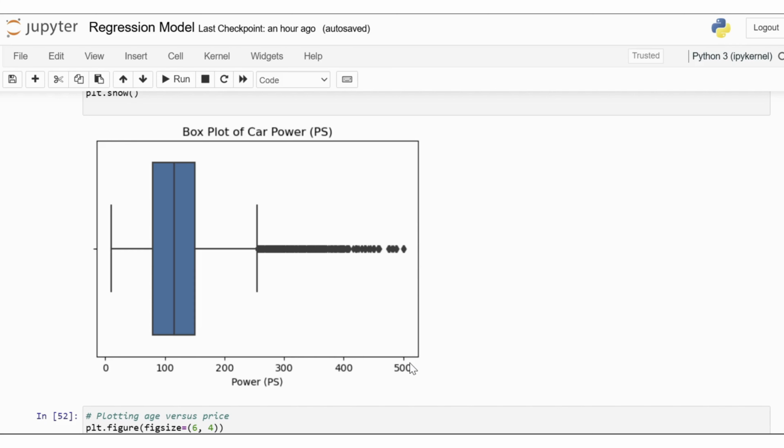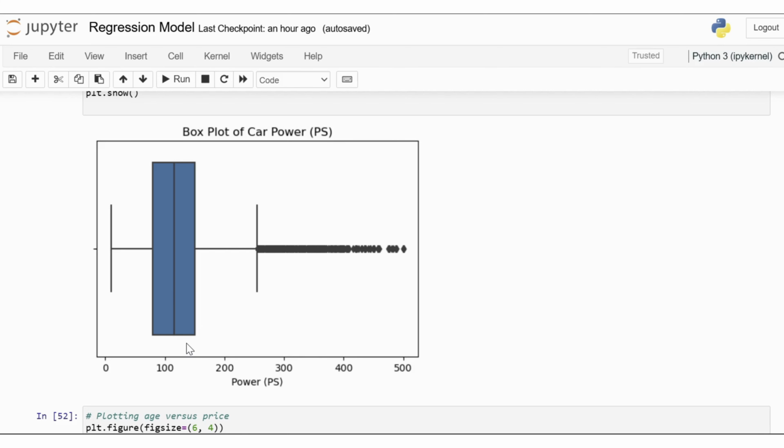The IQR shows that there is a moderate spread in car power values, with most cars having power between 70 PS and 150 PS. The box plot indicates that the majority of cars have power values concentrated between 70 PS and 150 PS, with a median value around 100 PS. The presence of outliers highlights that there are cars with much higher power values, extending up to 500 PS.